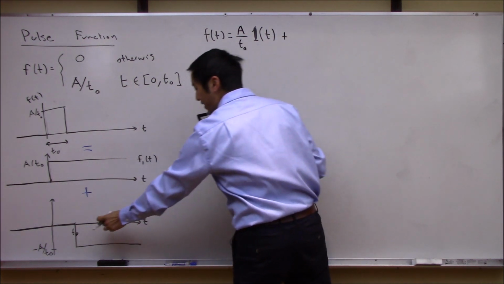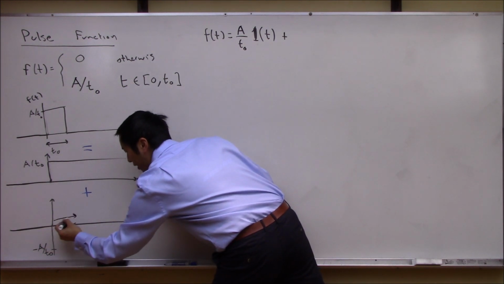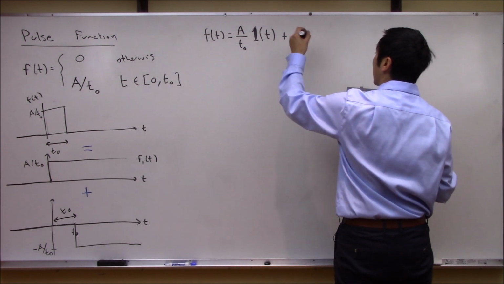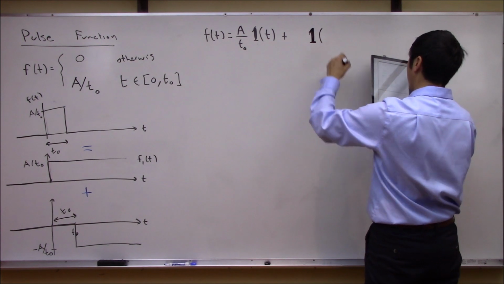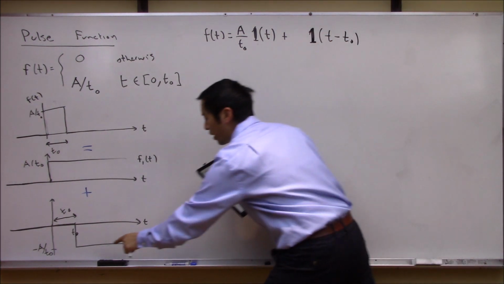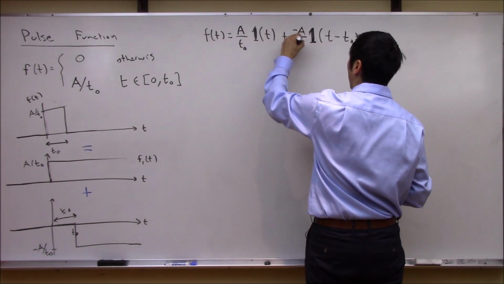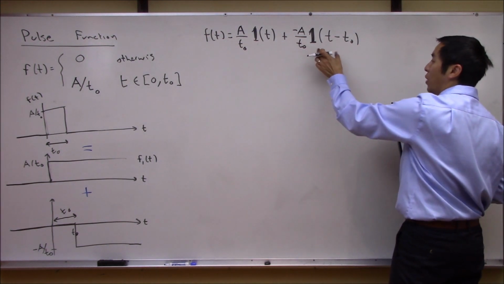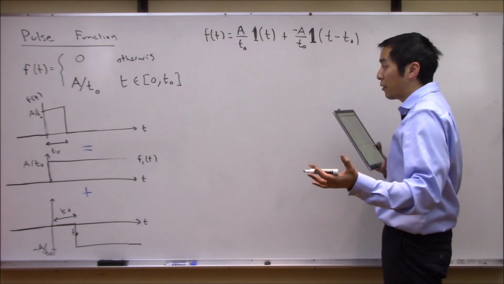Plus, here's a time delayed unit step, right? It's time delayed by t naught seconds. So here is a unit step that is time delayed by t naught seconds. And again, it doesn't go to a unit step value of 1, it goes to a value of negative a over t naught. So this is negative a over t naught, right? There you go. So it's basically a function added to a time delayed function. We can just spam the rule we just developed for time delayed functions.